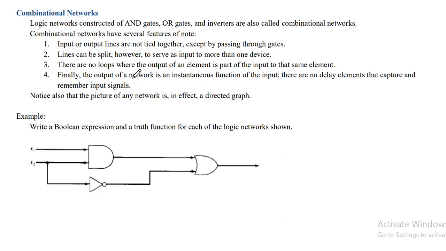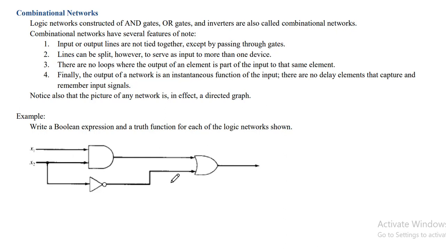And finally, the output of the network is an instantaneous function of the input. So whatever input, right away you get some output. There are no delay elements that capture and remember input signals. So in the middle there is no memory. It goes from here and the output is here. Notice also that the picture of any network is in effect a directed graph.